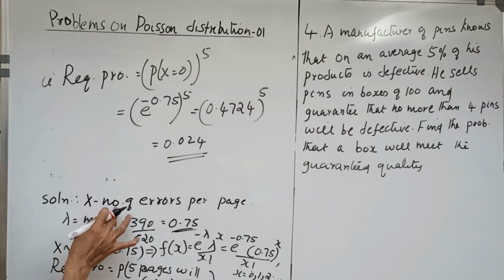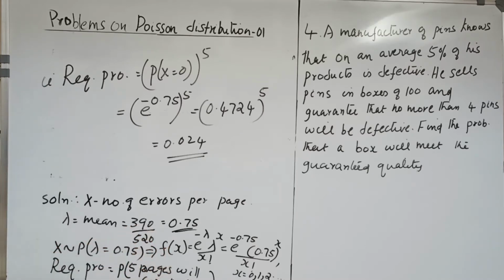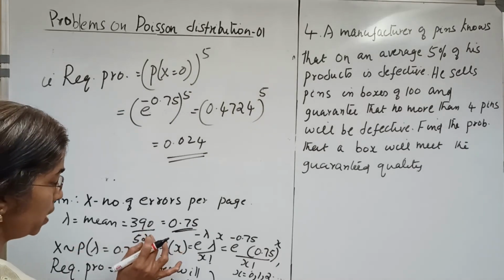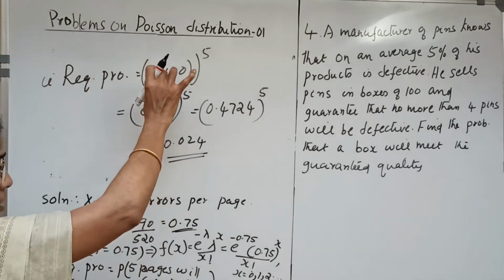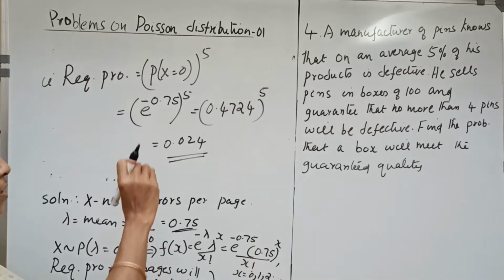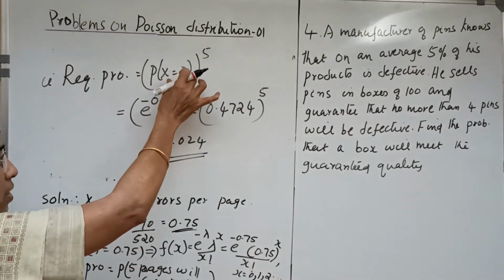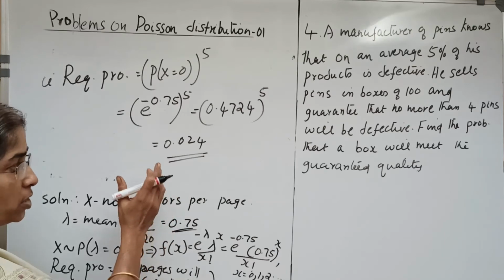We are considering x as the number of errors per page and given that out of 520 pages 390 errors occur. So that mean lambda equal to 390 by 520. Therefore we can obtain f of x. Now it is required to find the probability that 5 pages will contain no error. So we can obtain probability x equal to 0. It gives the probability of no error in a page. So that whole raised to 5 gives the required probability, and this is the answer. You may check the calculation.